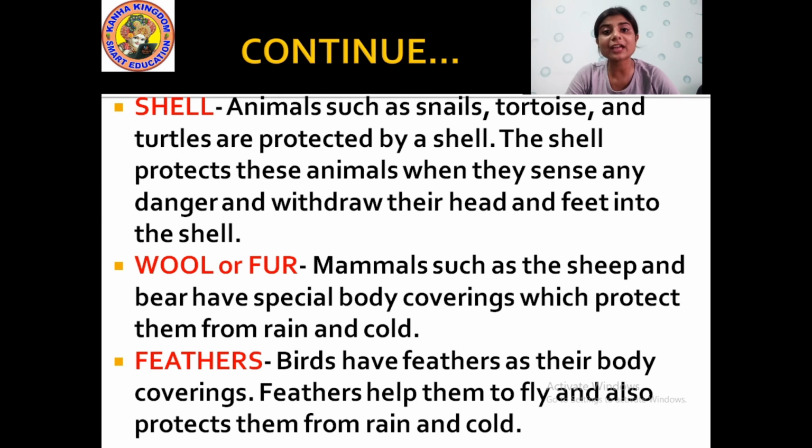Understood? Mammals such as the sheep and the bear have special body covering which protect them from rain and cold. Have you seen bear and sheep? Their body is covered with fur. Yes or no? The body of sheep is covered with wool and the body of bear is covered with fur. That means with thick hairs, with thick outer body covering, so that it protects them from the different climate of the habitat. In which habitat they are living, they protect them from the climate, from rain and cold. Understood?